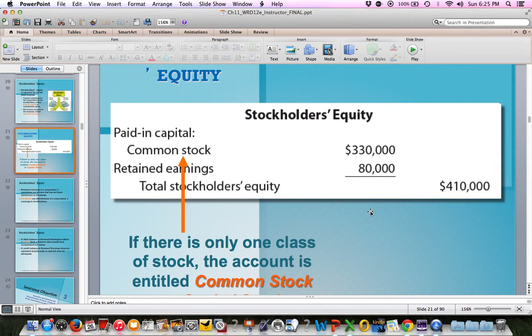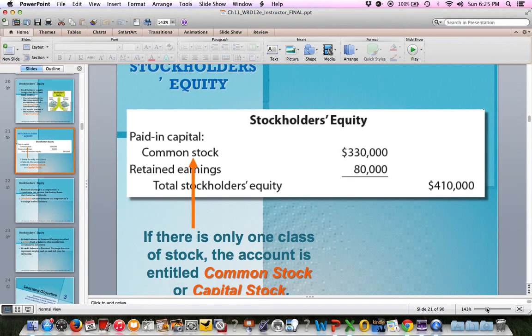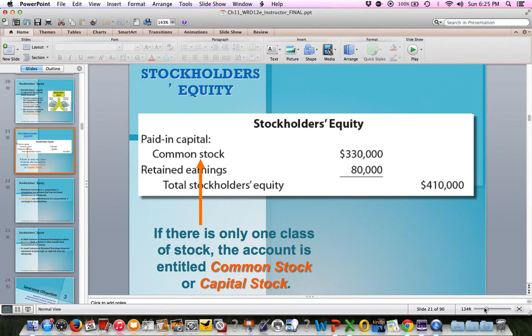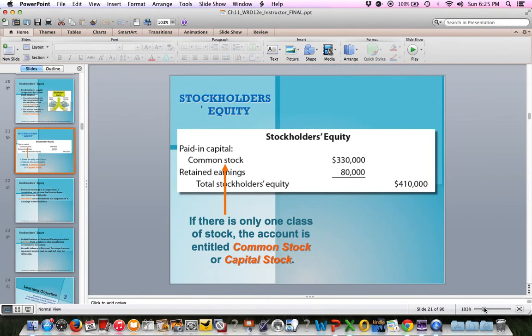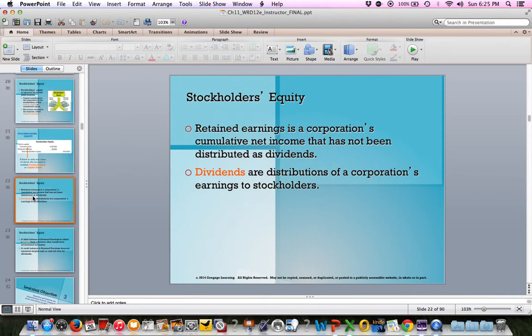Here is an example of a slice out of a stockholders' equity section from a balance sheet. Excuse my cough. Let me get the whole thing on the screen here. There's one class of stock, and we call that common stock. You have to have common stock. So every corporation, no matter what, has to have common stock. But there are a few classes of stock, and we'll talk about that later.